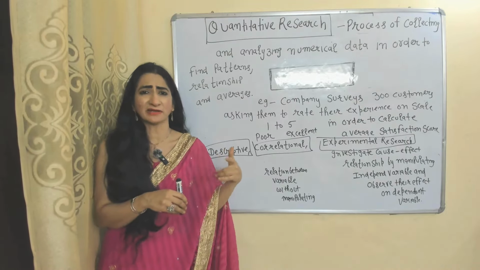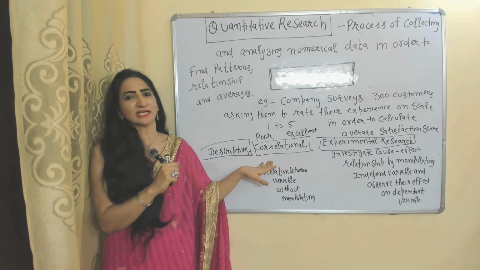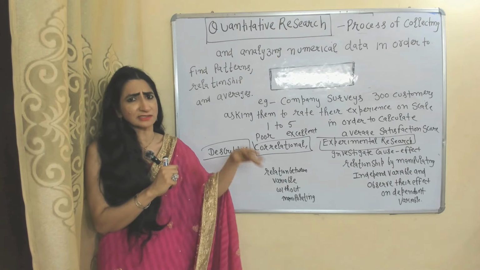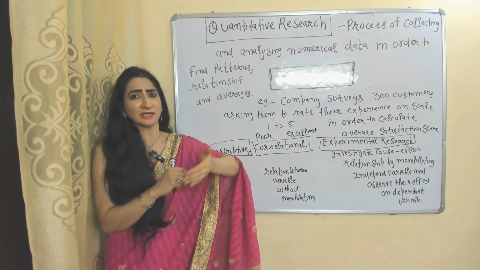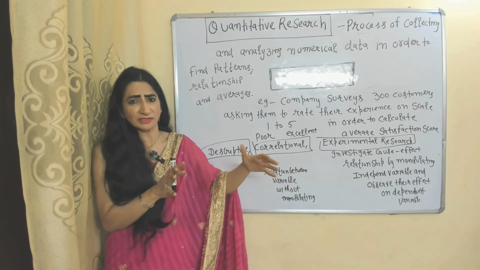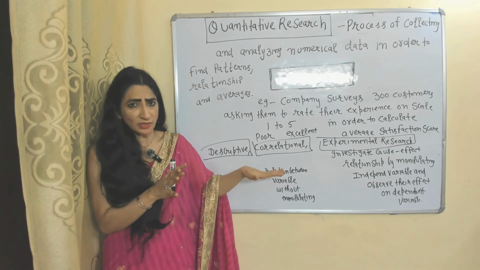Important types of quantitative research are descriptive, correlational and experimental research. Descriptive research, as it is described, describes things. Correlational research shows the relationship between variables without manipulating them. For example, we have two variables: the dependent variable is student score in exam, and the independent variable is their study hours. Correlational research shows the relationship between these two variables without manipulating them. But experimental research investigates cause and effect relationship by manipulating the independent variable and observing its effect on the dependent variable.